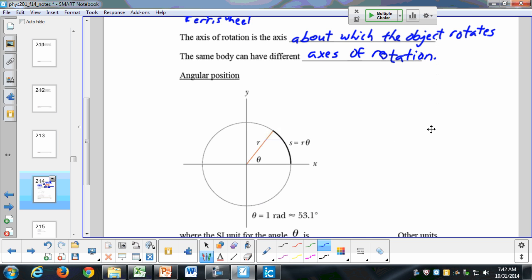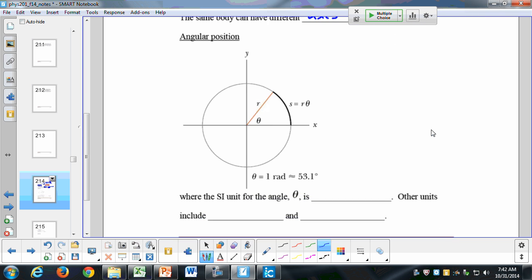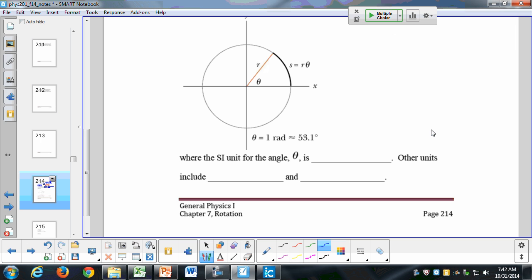Just like we did in Chapter 2, we're going to define several things. Remember in Chapter 2 with kinematics, we defined position, displacement, velocity, and acceleration. That was x, delta x, v, and a. We're going to do the same thing here. It's exactly the same with just a few minor differences. First of all is the angular position. We'll typically use theta to define our angular position. The unit for the angle theta is the radian.